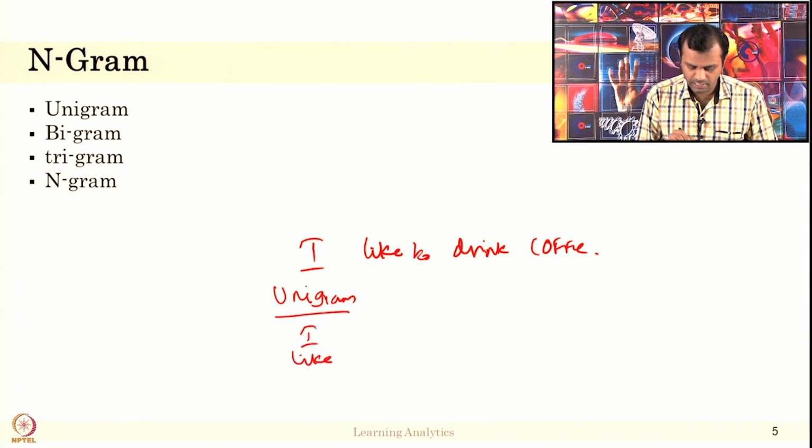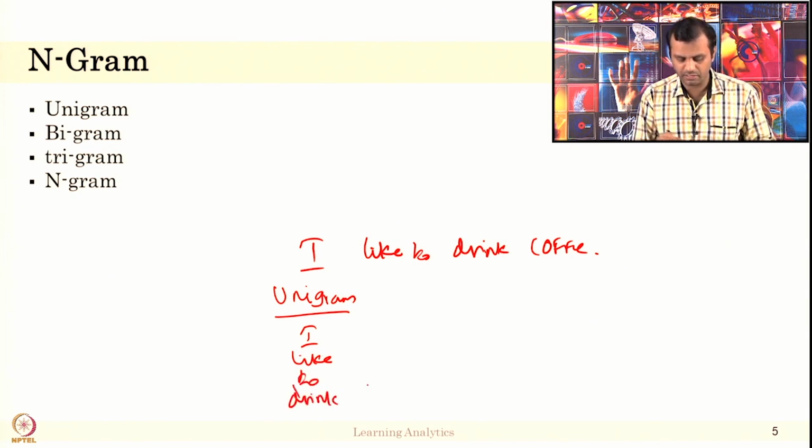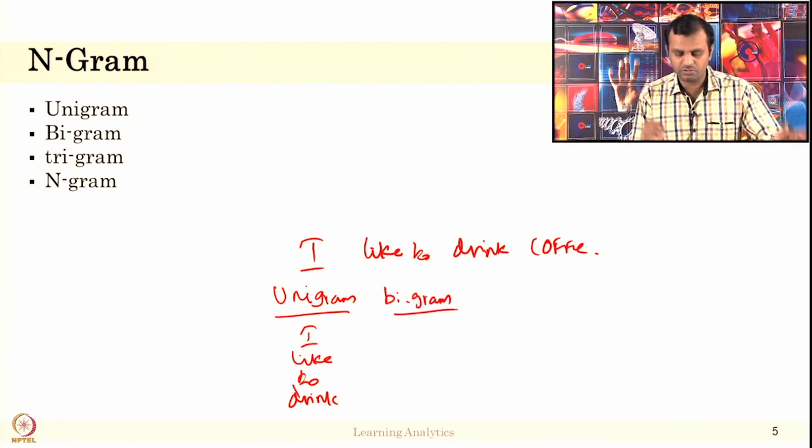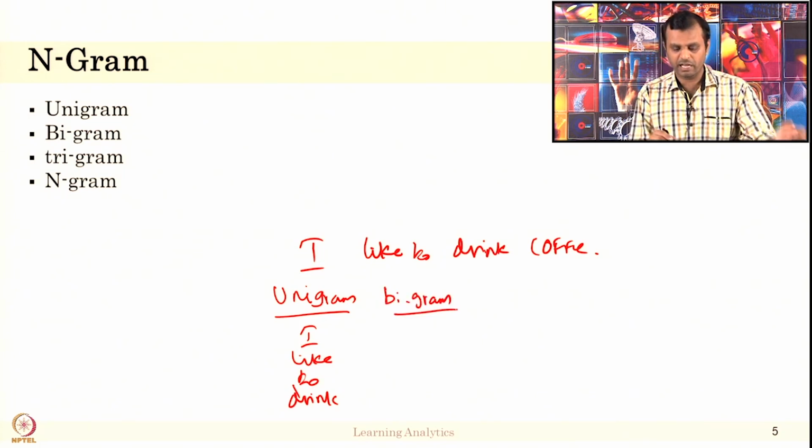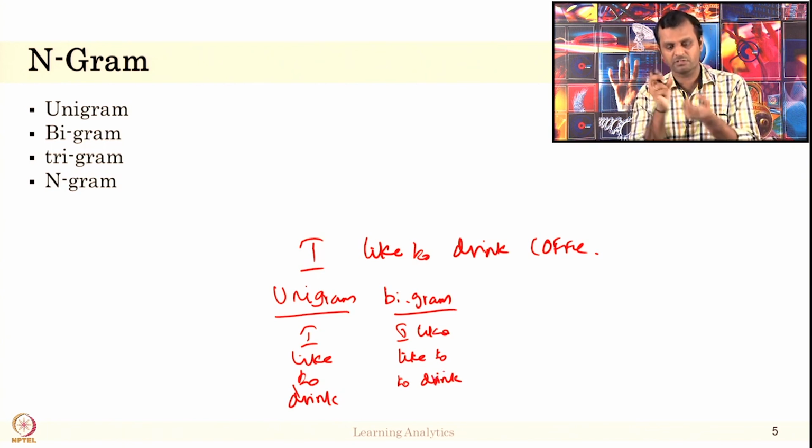I, like, to, drink, something like that. For a bigram, I want all the two words together in the dictionary. Like "I like" is one, "like to" is the other, "to drink" is the third combination of the bigram in my dictionary. "Drink coffee" is one. If it is trigrams, "I like to drink", "coffee", something like that comes in.